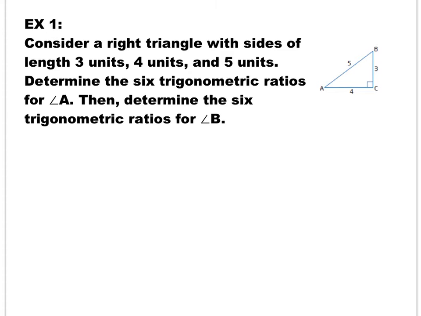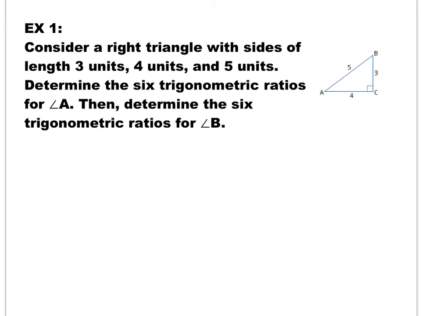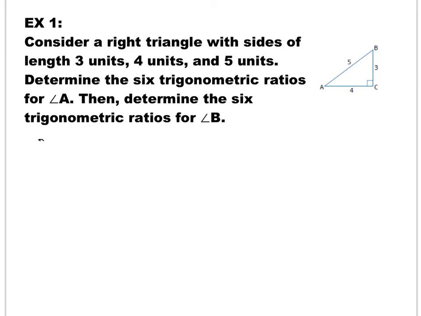Go ahead. Okay, to find the sine, tan, and the cos of angle A, I'm going to use SOHCAHTOA. Sine is opposite over hypotenuse, so sine A is equal to, opposite to A is 3 divided by 5. Cos of A is adjacent over hypotenuse, which is 4 over 5. And tan A is opposite over adjacent, which is 3 over 4.